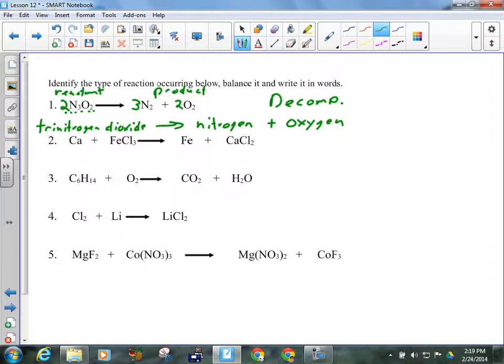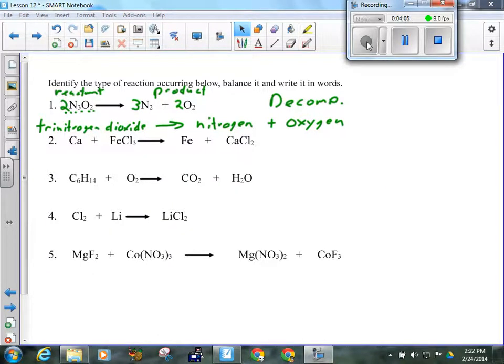Now, for number 2, I'm going to give you a minute. Try number 2. Write it out here first as it appears on the screen. Identify the type, balance it, and write it out in words. I'll give you a couple minutes, then we'll go through it together. You can refer back to your notes to see what kind of reaction it is if you need to. You probably will need to for the first little while until you get used to them.